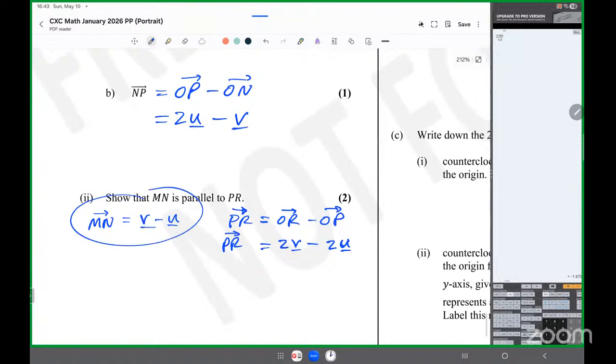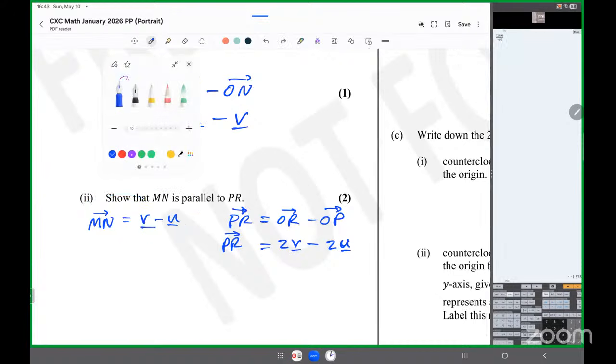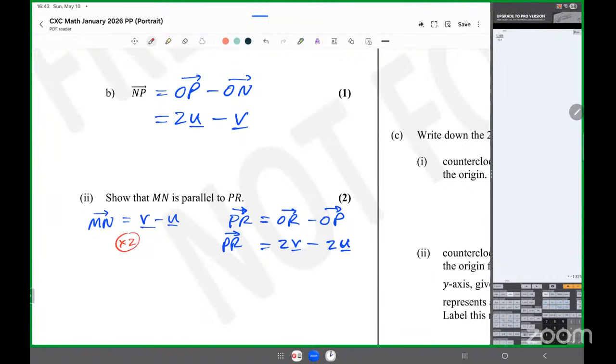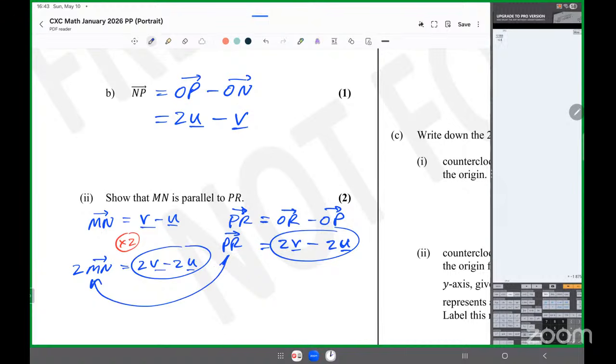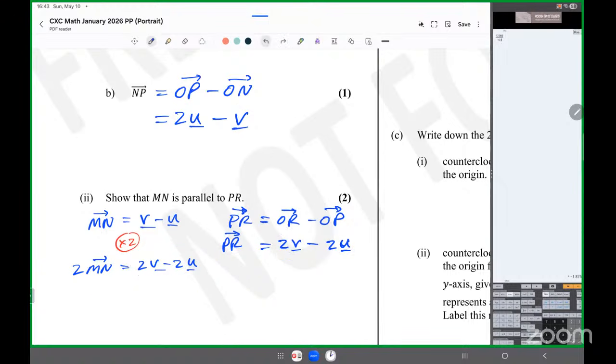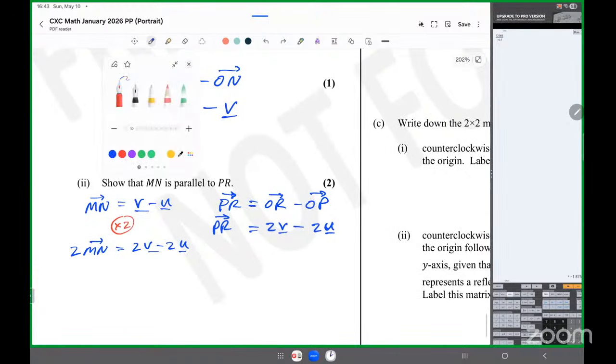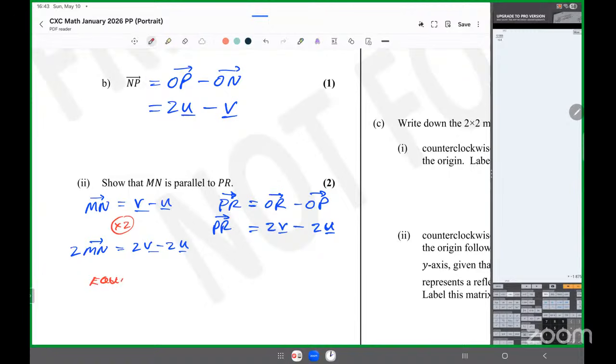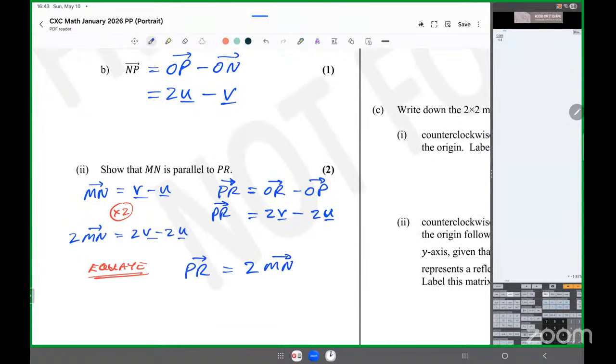You see if you multiply this by 2, it becomes equal to that, right? If you multiply this by 2, we'll be able to equate. So this now will be 2MN equals 2v minus 2u. And then these two things will be equal. The PR is 2 times MN. So when we equate, you shall see that the big one, PR, is 2 times the shorter one, MN. This means that they are parallel.